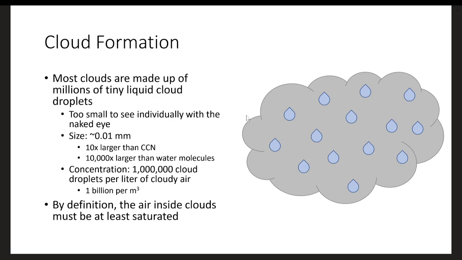By definition, the air inside these clouds must be at least saturated. In order for the cloud to remain, evaporation and condensation must be the same. And for the cloud to grow bigger and form raindrops, the evaporation must be less than the number of condensation events. So the condensation rate is greater, and you have more liquid forming than gas.